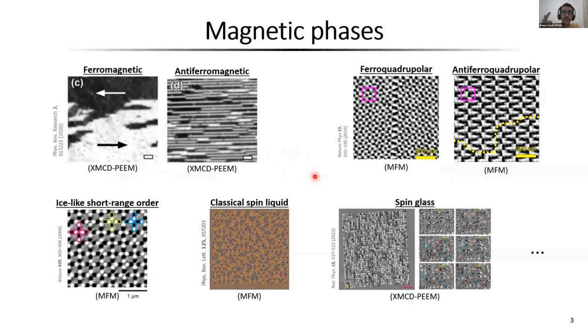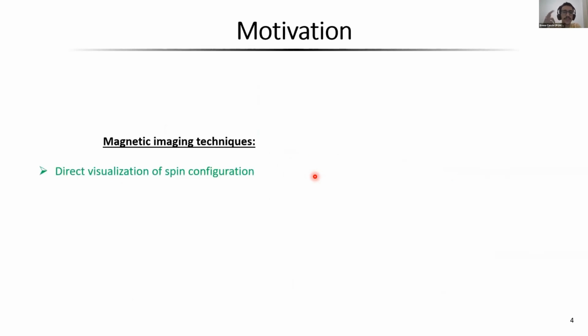And that's for a good reason, because such imaging techniques allow you to have a direct visualization of the spin configuration, something you can't usually have with real bulk materials. So on the one hand, this is very powerful, and that's one of the reasons why this area has thrived so much. But on the other hand, there are some practical drawbacks.